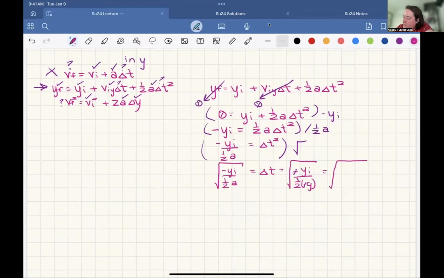So now we'll plug in our numbers. So this initial height in Y is 0.61 meters. Then we got 1/2, and then it's 9.8 meters per second squared. So this time is 0.35 seconds.